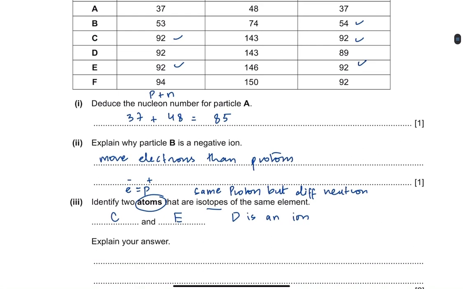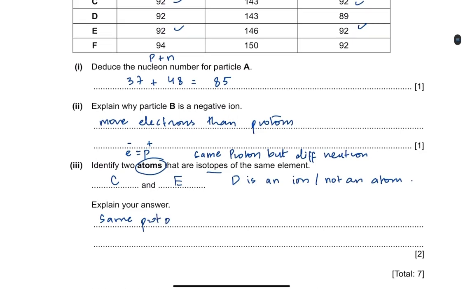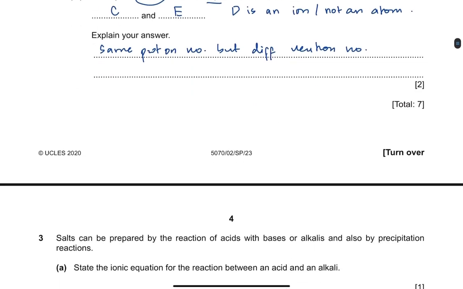So D can't be an atom. D is an ion, so it's not an atom. Explain your answer. So we would say that they have same protons but different neutrons, or same atomic number but different nucleon number. So they have same proton number but different neutron number. Same proton number but different neutron number, and that should justify our 1 mark.